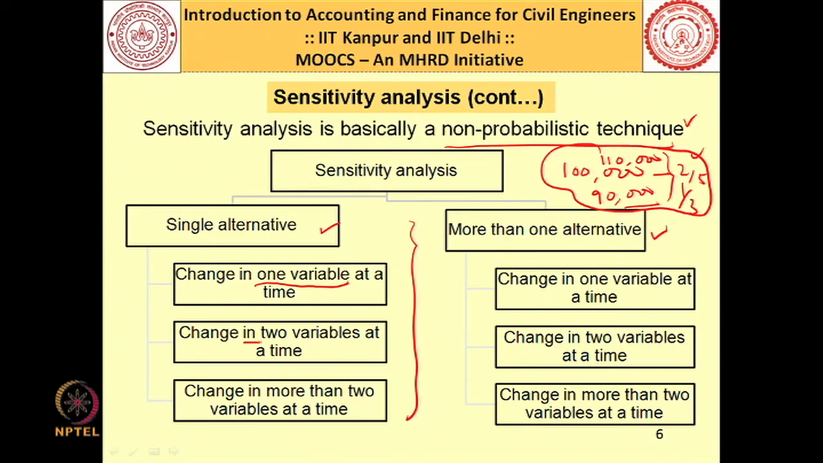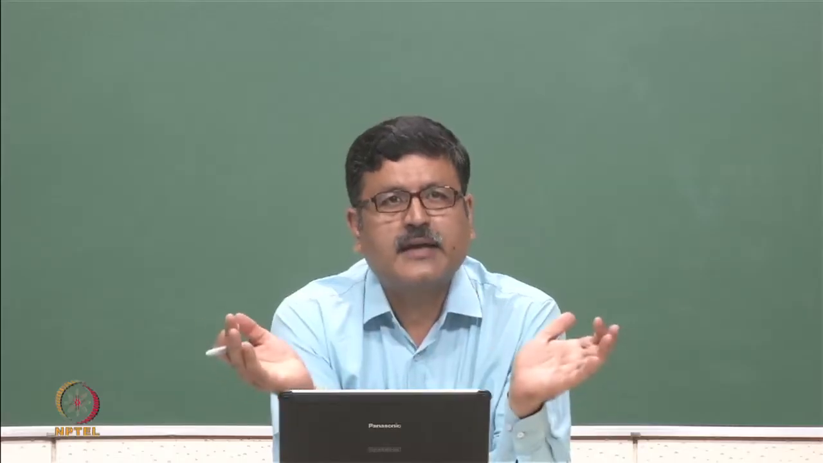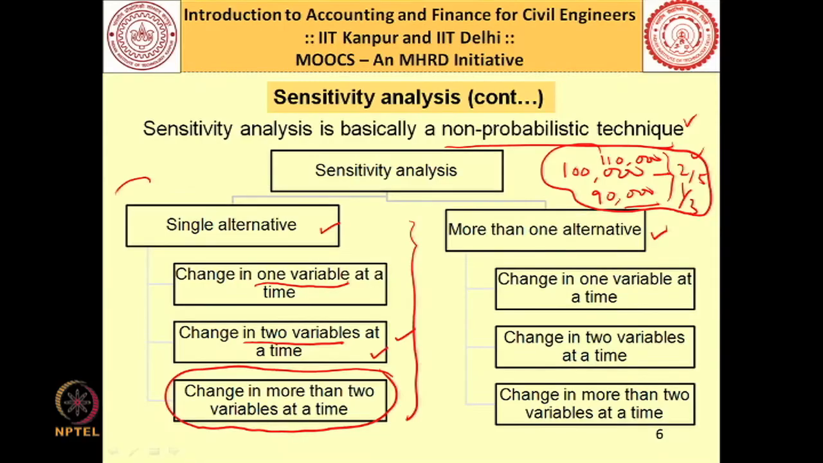In another case, we will change two variables at a time. So, we may take any two variables, for example income versus service life, or salvage value versus service life. We will take two variables, change them, and then see what is the impact on the original decision. So, this comes under change in two variables at a time. Then in one case we will try to change all the variables at a time. So, more than two variables, or in the worst case we will make changes in all the variables at a time. So, what you find here is we are moving closer towards a practical situation.